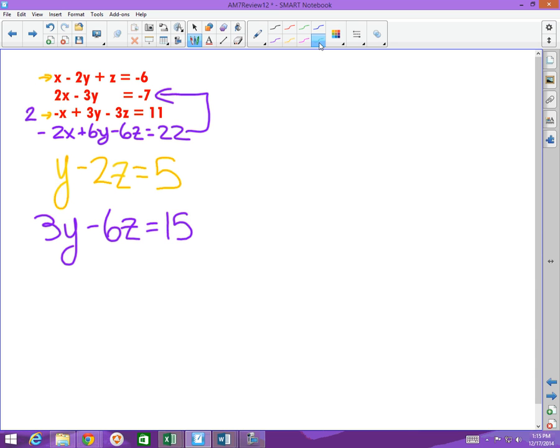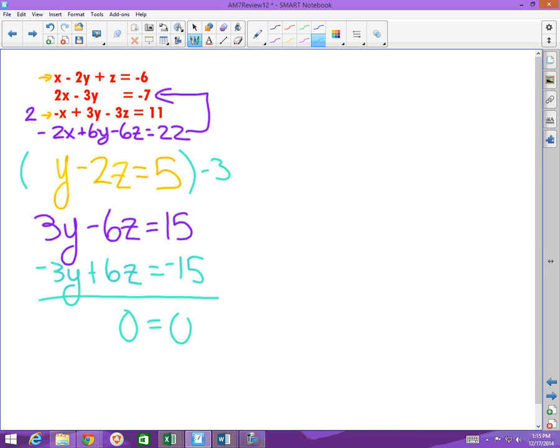Now I have two variables with two equations, so I'm going to multiply the top one by a negative 3 to get a negative 3y plus 6z minus 15. Combine them and you will get 0 equals 0, which is infinite solutions.